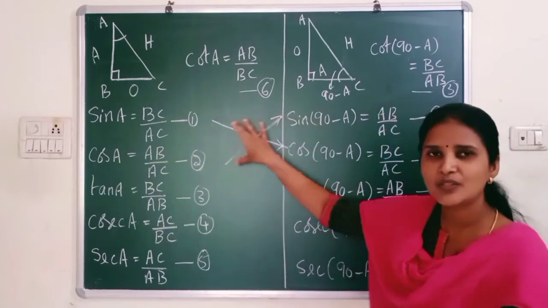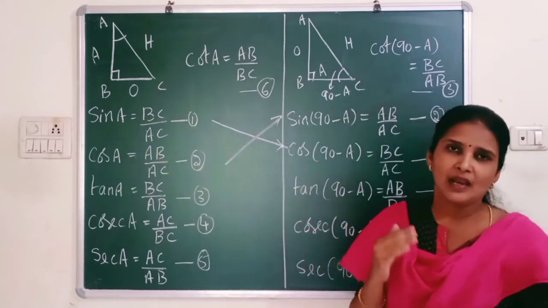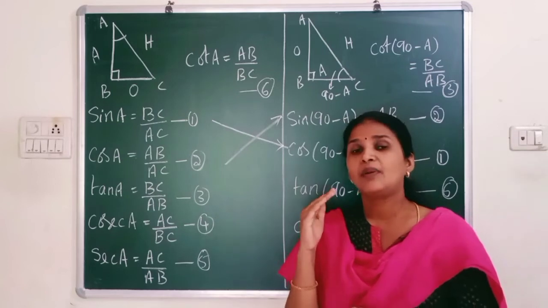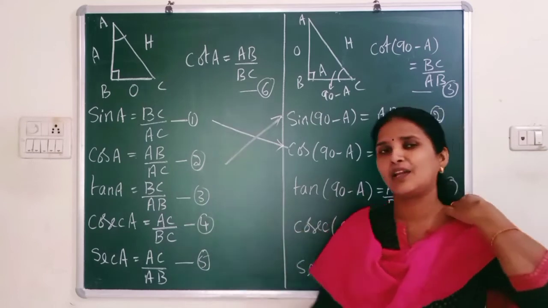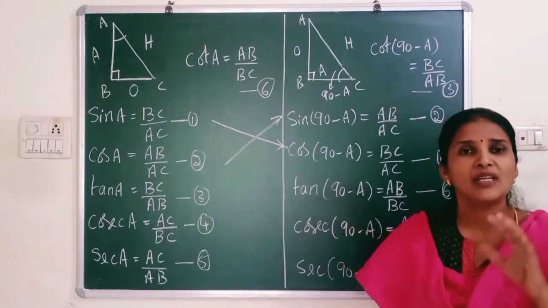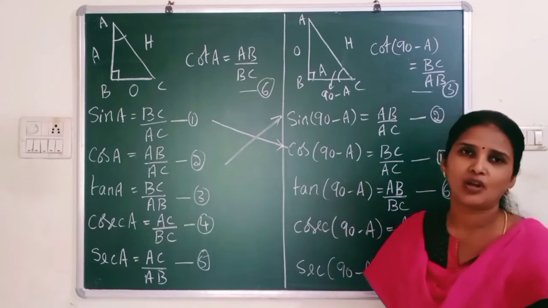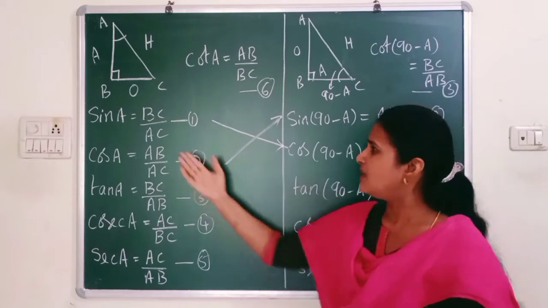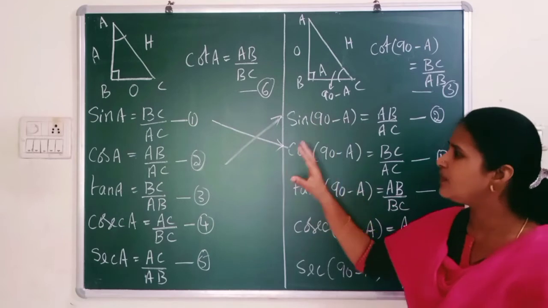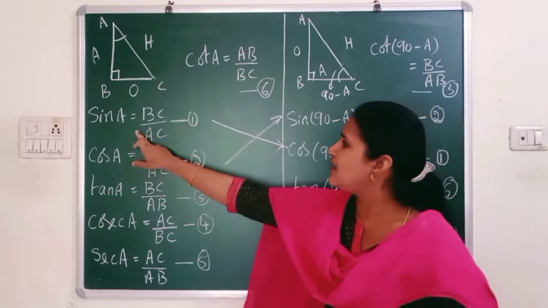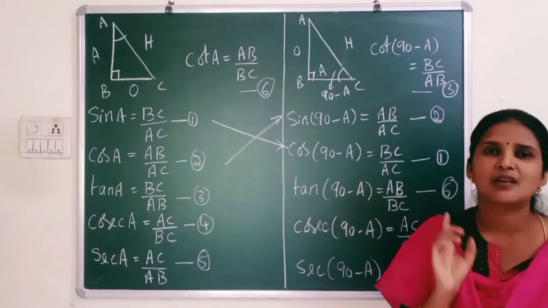So with this, what did you understand? Sin and cos are complementary to each other. Listen, children, in the reciprocal concept, I told you that you should be thorough with the reciprocal, then you won't get any confusion with complement. What is the reciprocal of sine? Sine is the reciprocal of cosec, and cosec is the reciprocal of sine. But in complementary, sine is a complement to cos and cos is a complement to sine. Therefore, we get one relation, that sine A equals cos 90 minus A, cos A equals sin 90 minus A. This is the first relation we got.